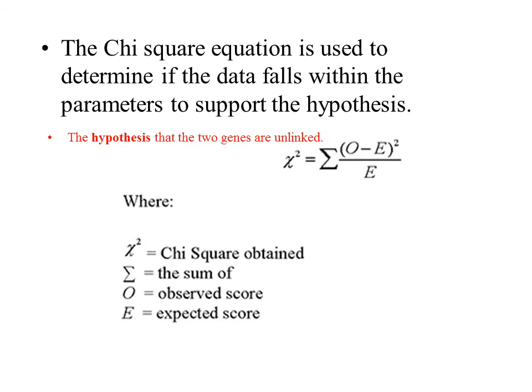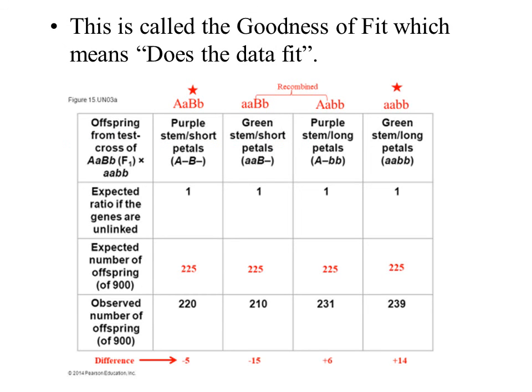The chi-square equation is used to determine if the data falls within the parameters to support the hypothesis that these genes are not linked. This is called the goodness of fit. This means, does the data fit our narrative? Does the data fit our hypothesis?